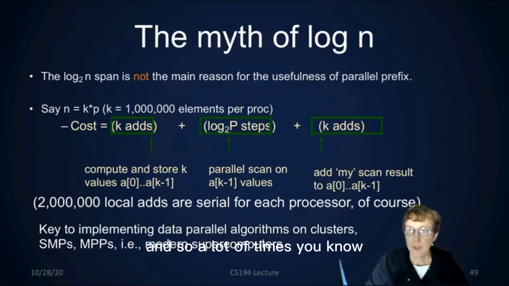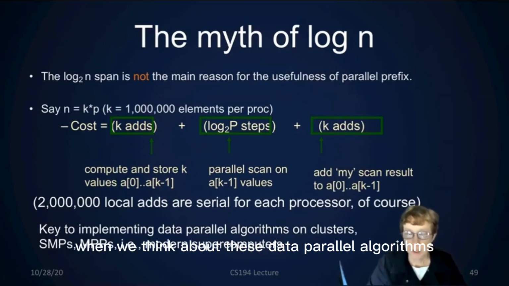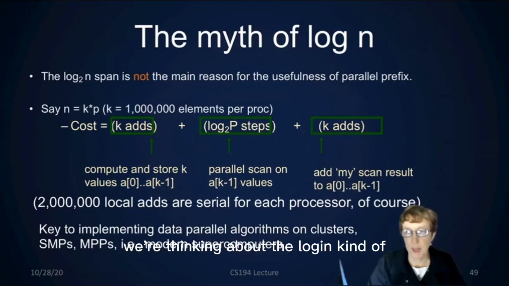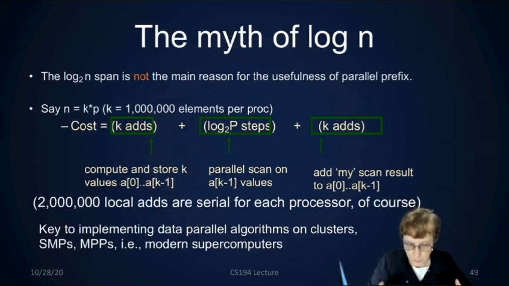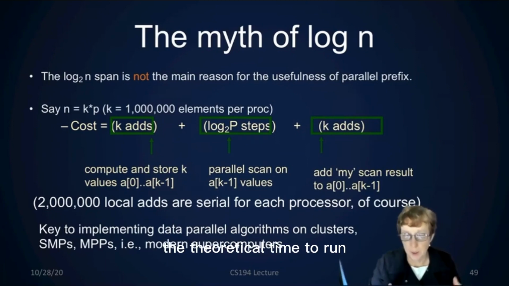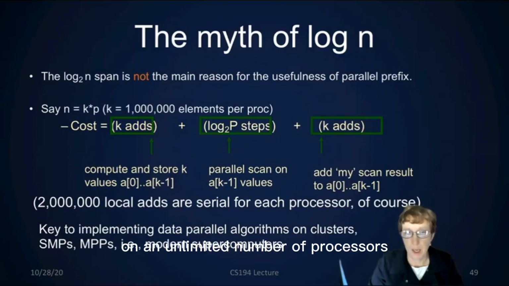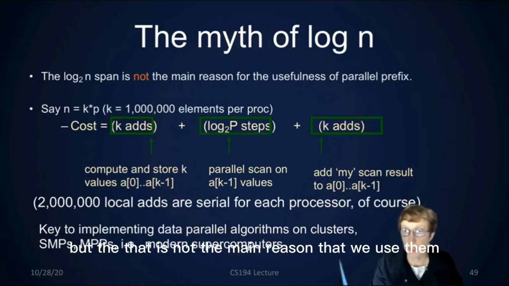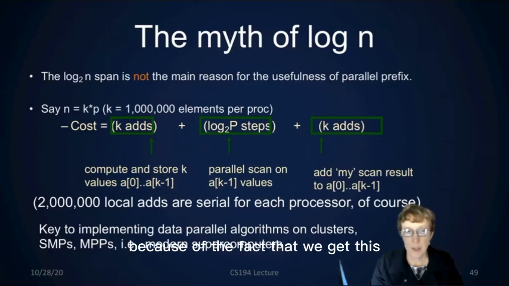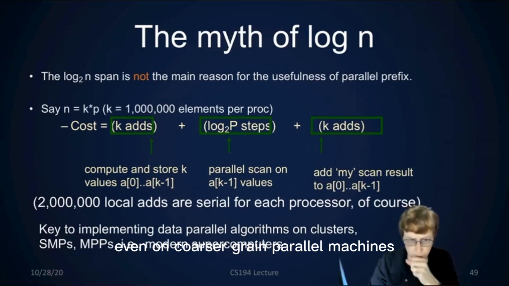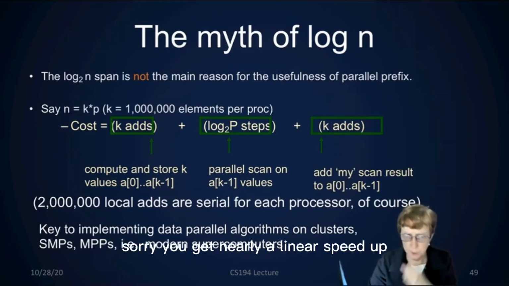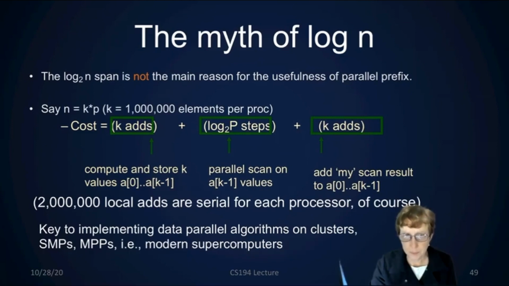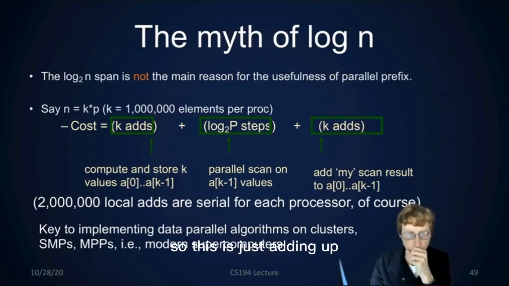And so a lot of times, when we think about these data parallel algorithms, we're thinking about the log n kind of complexity, which is the span, the theoretical time to run on an unlimited number of processors. But that is not the main reason that we use them. We really use them because, even on coarser grained parallel machines, you get nearly a linear speed up.